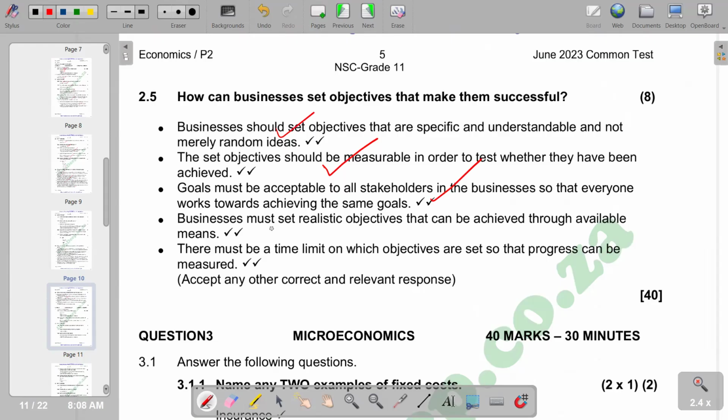Then businesses must set realistic objectives that can be achieved. So they should be realistic or achievable. We should not set objectives that can never be achieved. So that's what we have. And also, there must be a time limit on which objectives are set so that progress can be measured. So those are the points that we have about 2.5. And of course, we need to move on to the next question, that is going to be our question 3.